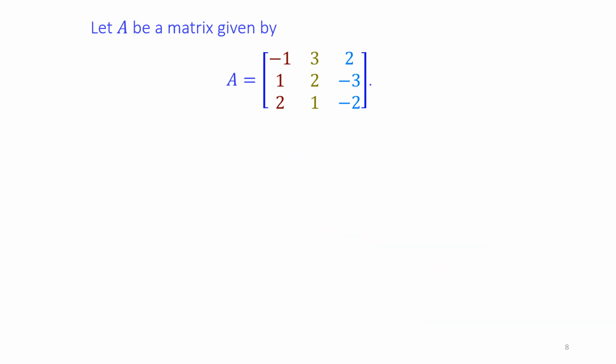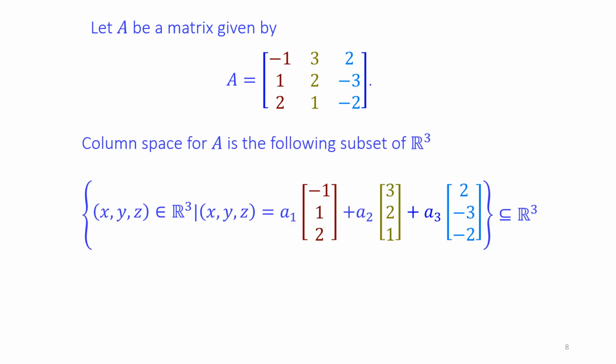Now we are going to get the column space for the matrix A, which is given by this. The column space for A is a collection of all vectors (x, y, z) in R3, where (x, y, z) can be written as a linear combination of column vectors of A, as follows, where a1, a2, a3 are any real numbers.